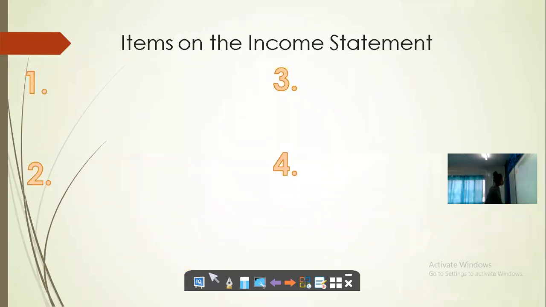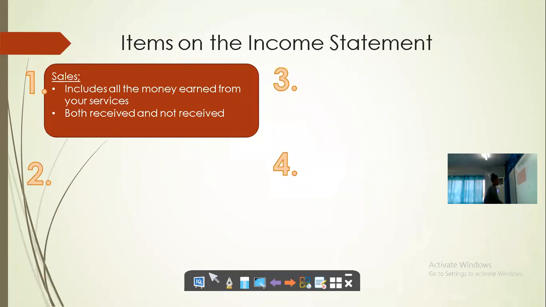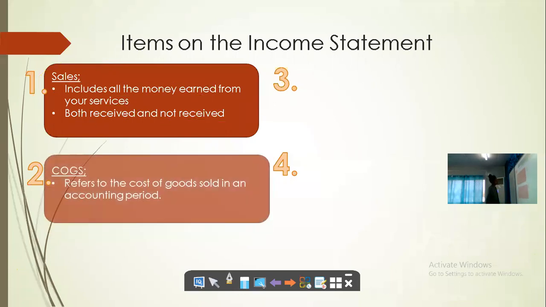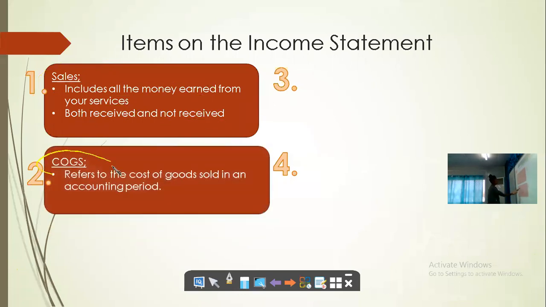So, items on the income statement. Sales. What is sales exactly? Sales includes all the money earned from your services, the money that they earn, whether it's already received or yet to be received. Then you have cost of goods sold. What is that exactly? It refers to the cost of goods sold in an accounting period. Well done.